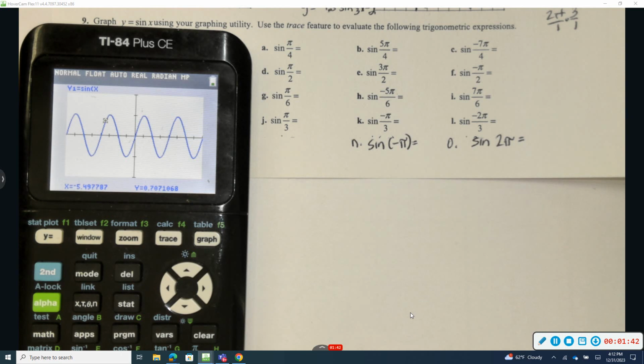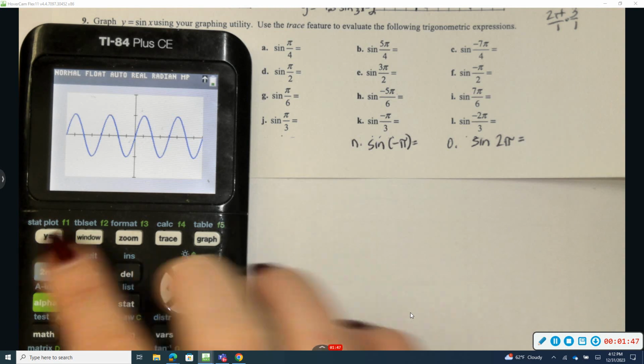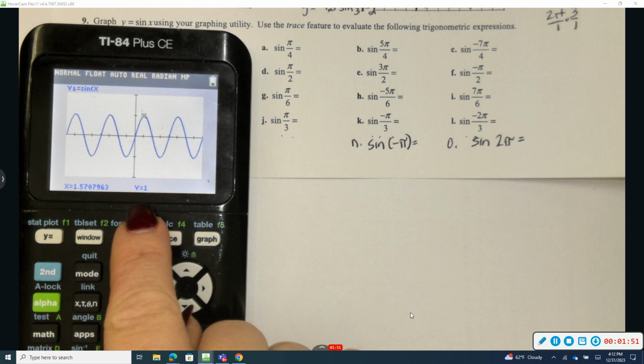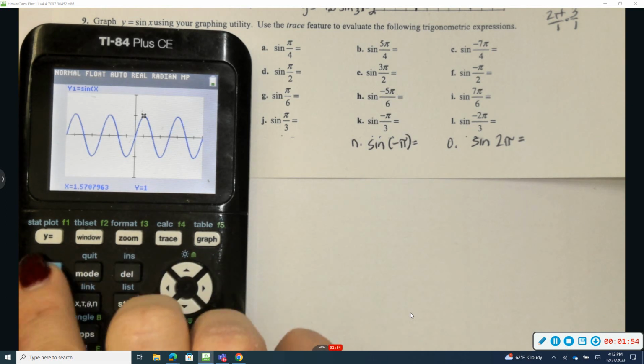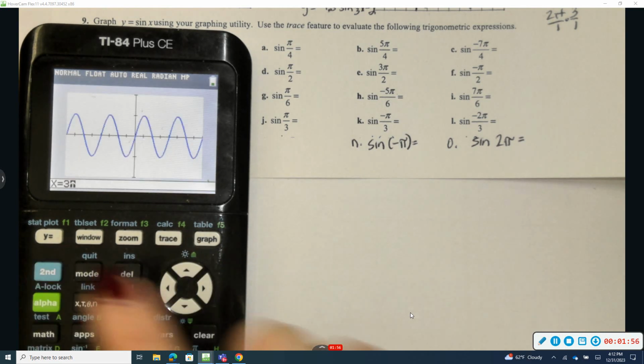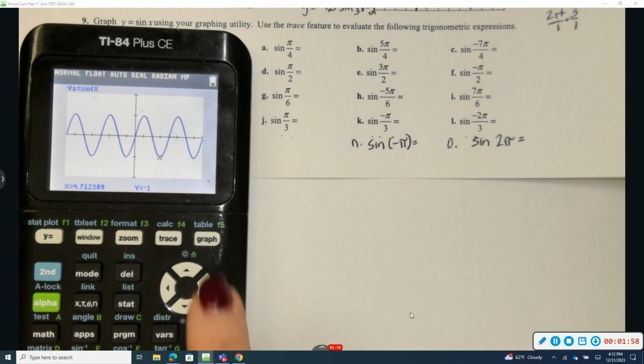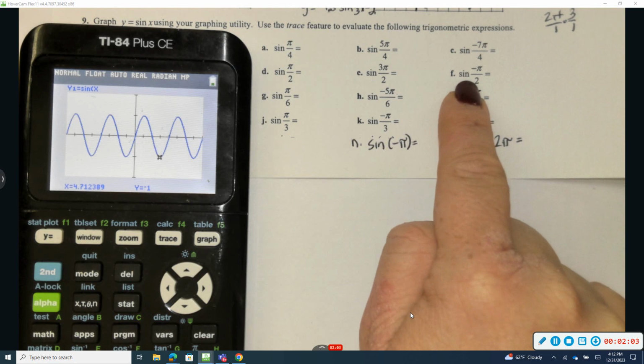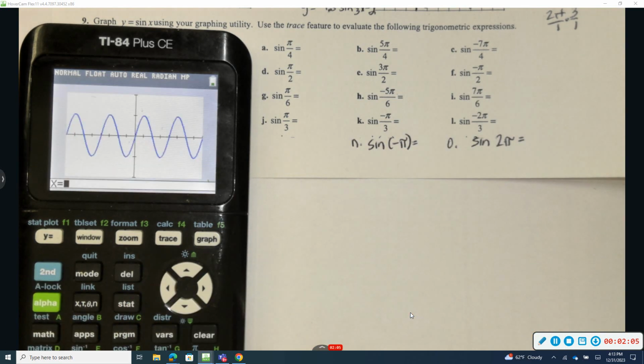Let's go down to part D. Part D, second trace, we have pi divided by 2, and we have an output of +1. Second trace, and we have 3 pi divided by 2. We have an output of -1 for part E. Let's go to part F. Second trace value, and we have negative pi divided by 2. We have an output of -1 again.